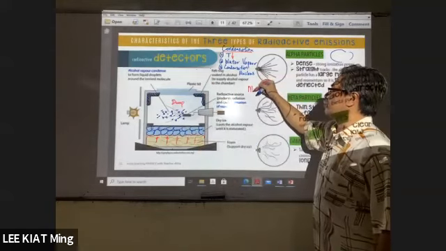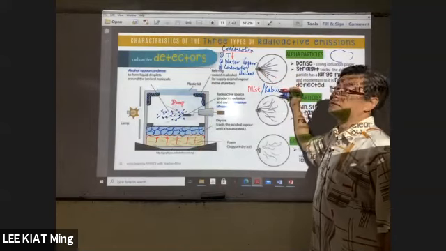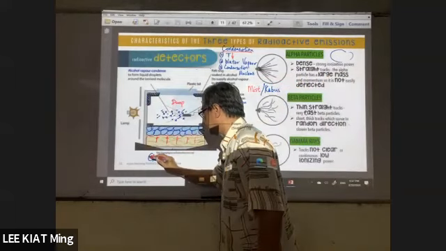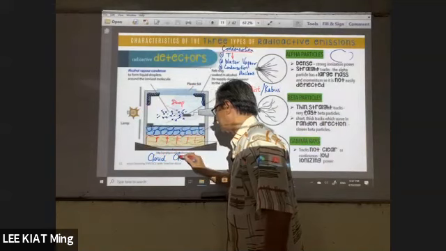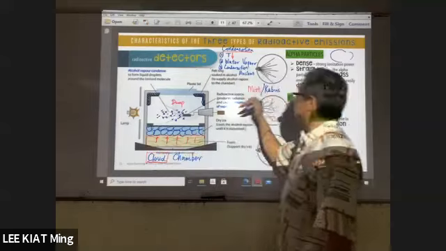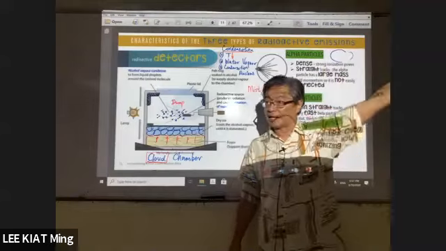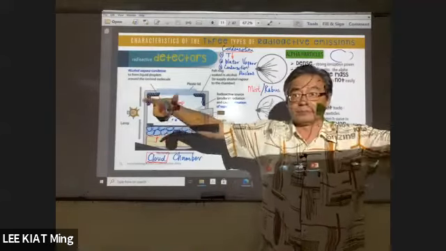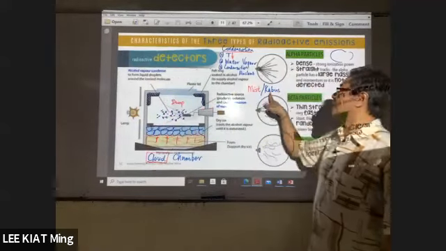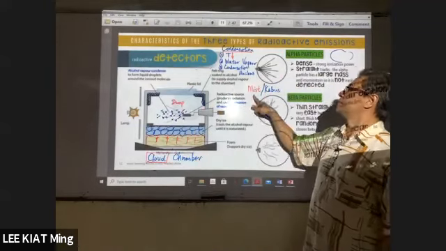Mist is an English word. In Bahasa, we call kabus. That's why we say cloud chamber. This whole thing is called a cloud chamber. We produce cloud. Cloud is actually mist. Early morning, if you stay in a very high highland, Genting Highlands, Cameron Highlands, you see cloud. You go there, you can actually feel water droplets. These are all cloud, which is mist.